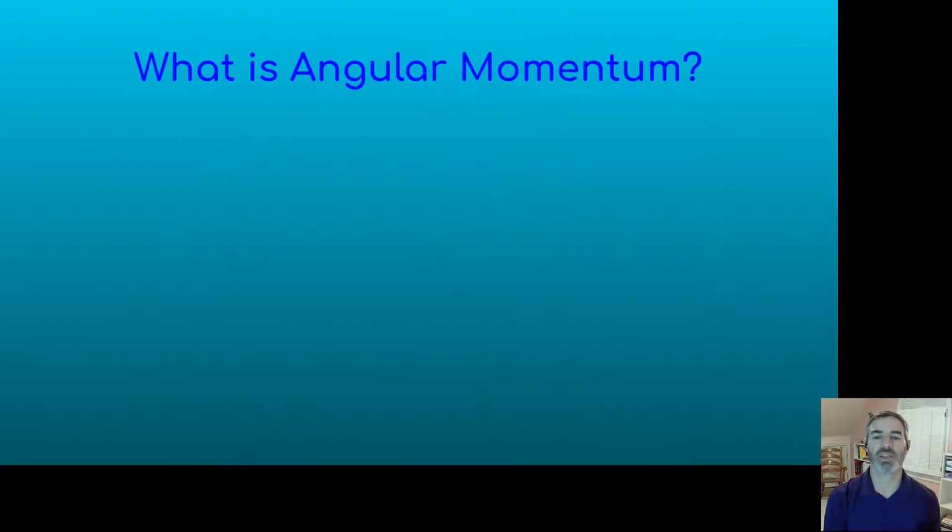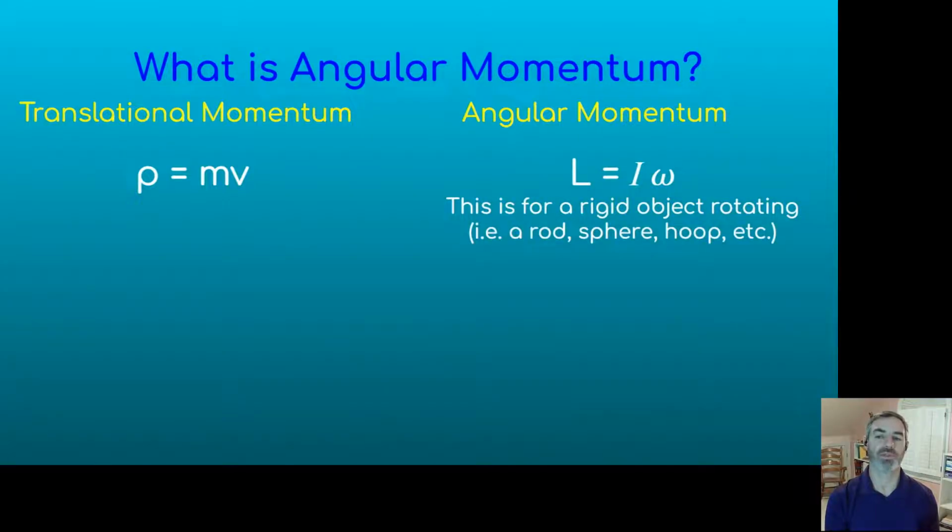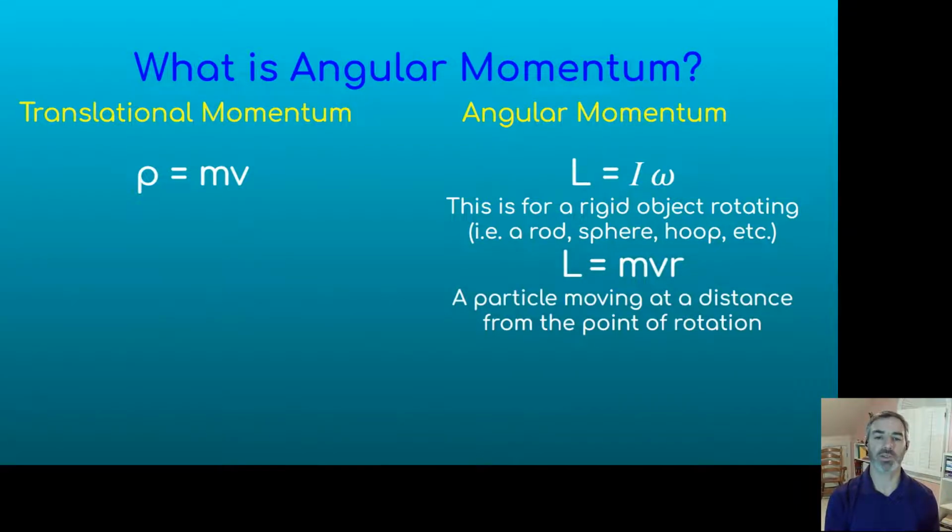So let's look at translational momentum versus angular momentum. We know translational momentum is p equals mv, and angular momentum is L equals I omega. And again, that's for rigid objects that are rotating, like a rod, sphere, or hoop. And we know for a particle that L equals the translational momentum times the radius. Now for linear momentum, if the net force on a system is equal to zero, then there is no change in momentum. So momentum in that situation is a conserved quantity.